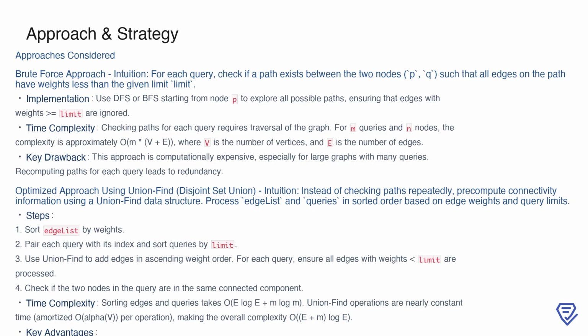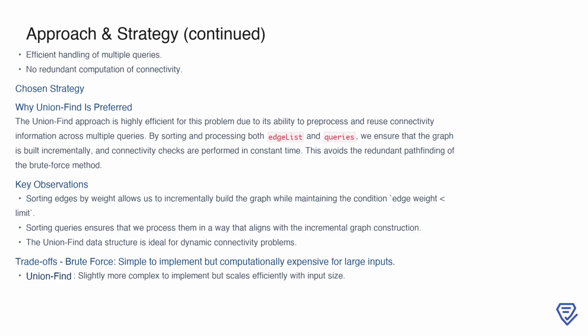To address these limitations, we turn to an optimized approach using the union-find data structure, also known as disjoint set union. Here, the idea is to pre-process the connectivity information so that we can reuse it across multiple queries, instead of recalculating it each time. The union-find approach offers a much more efficient solution. By pre-processing the graph and queries in a specific order, we can avoid redundant computations entirely.